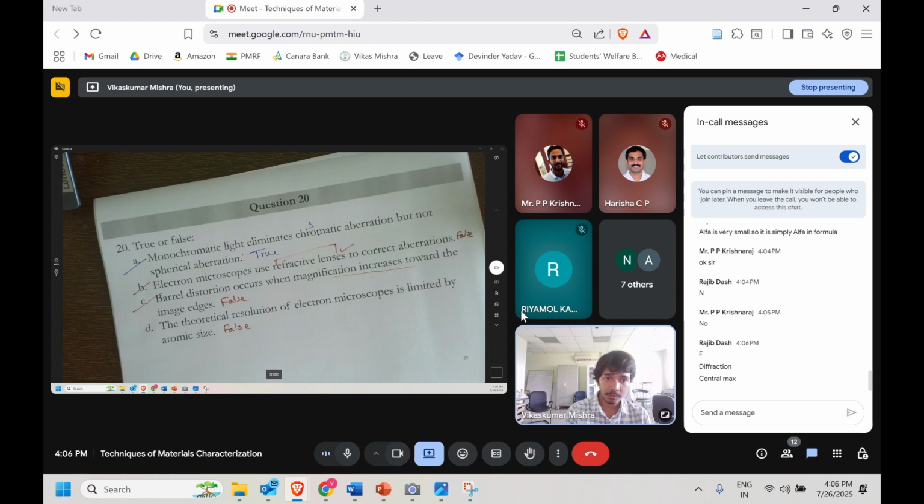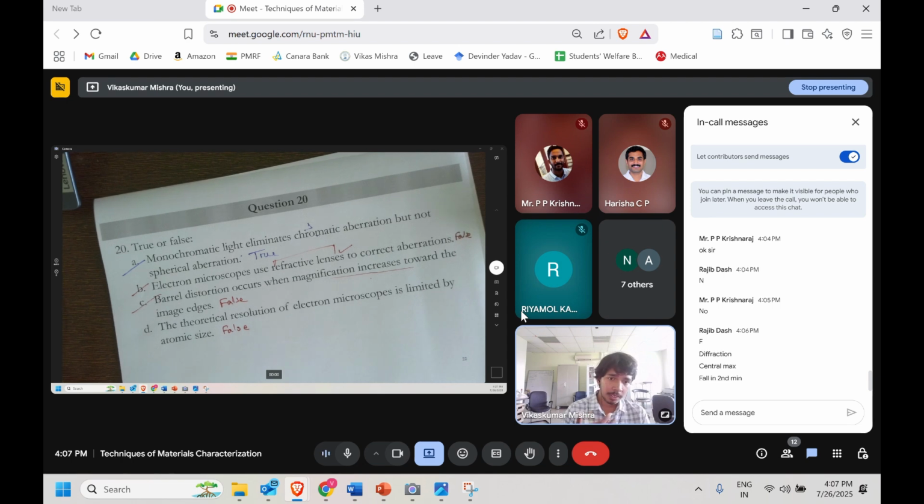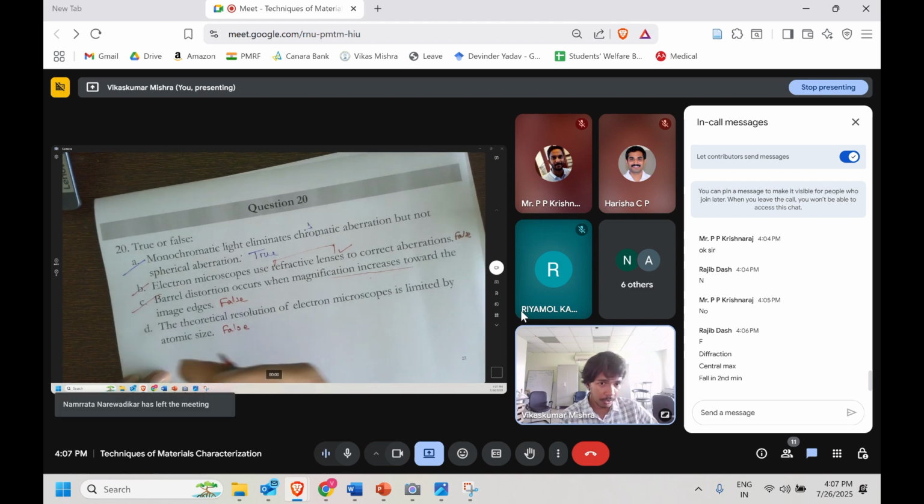So again we came to the central maximum. Whatever we have obtained using the central maximum, also the Airy disk, the size of the Airy disk we made it too small. Compared to that, we could have got the central maximum fall in the second minimum. Yeah, that's true. That is a condition for the Rayleigh criterion. The Rayleigh criterion, what you are talking about is perfectly right.